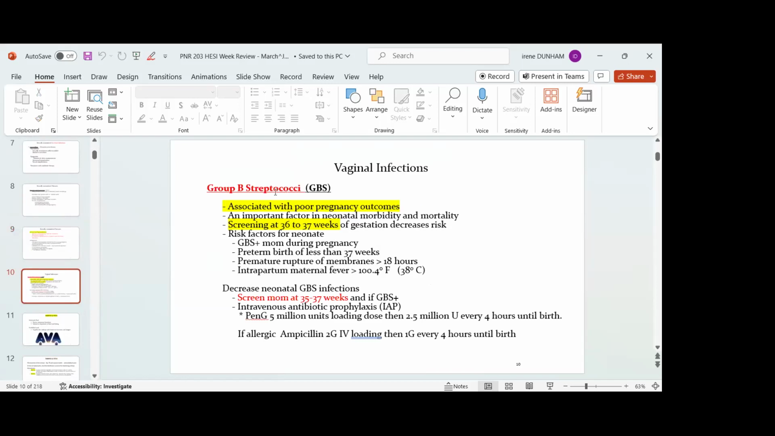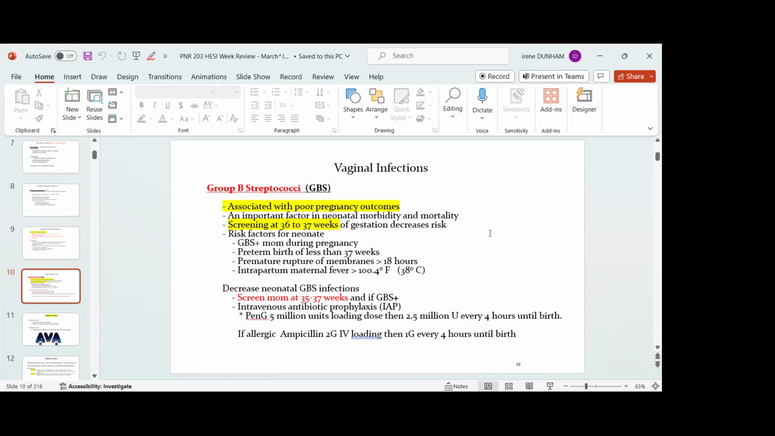Now, group B streptococcus is another vaginal infection, and it has a poor pregnancy outcome. Now, we do screen every woman around 36, 37 weeks gestation. It does decrease the risk factors. And if these babies come through a vagina that is positive, babies can get very, very sick. They get that hyaline membrane disease or respiratory distress, and they can be very sick in the NICU.